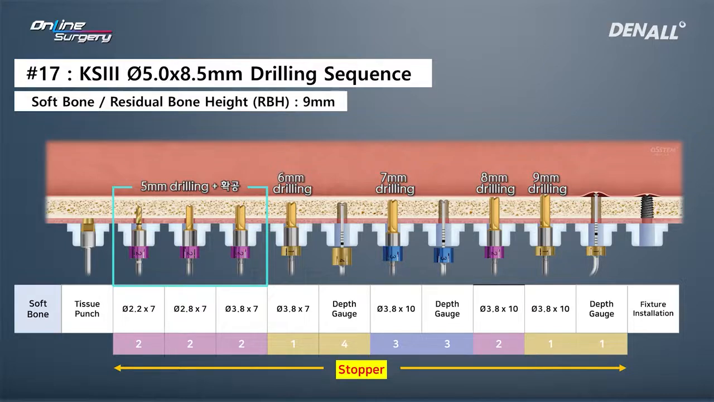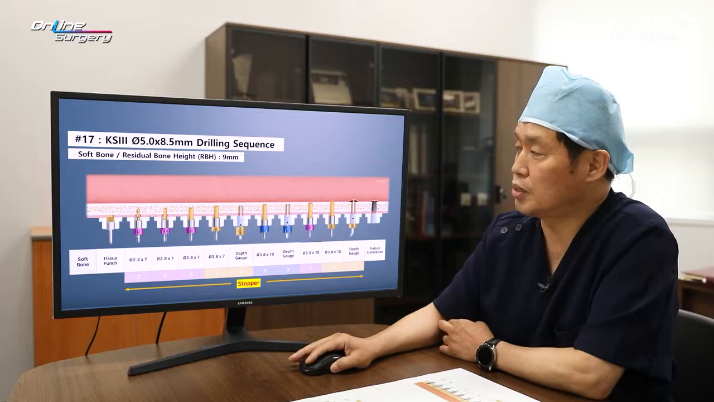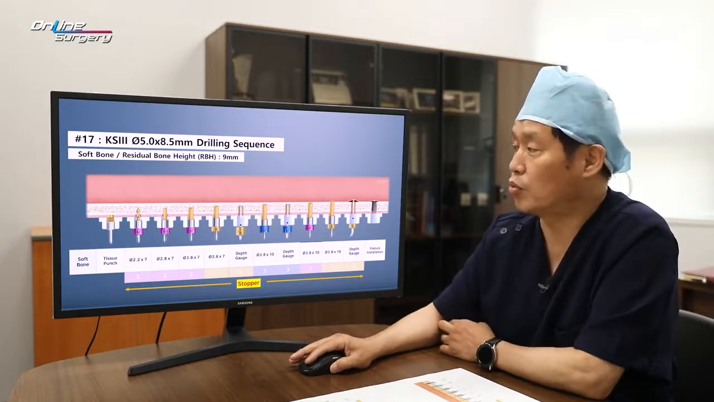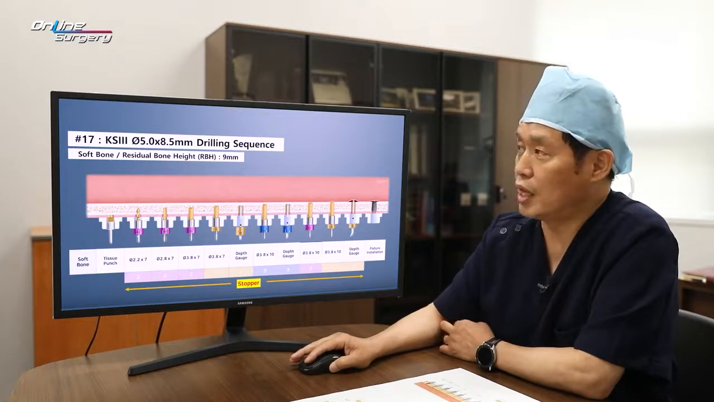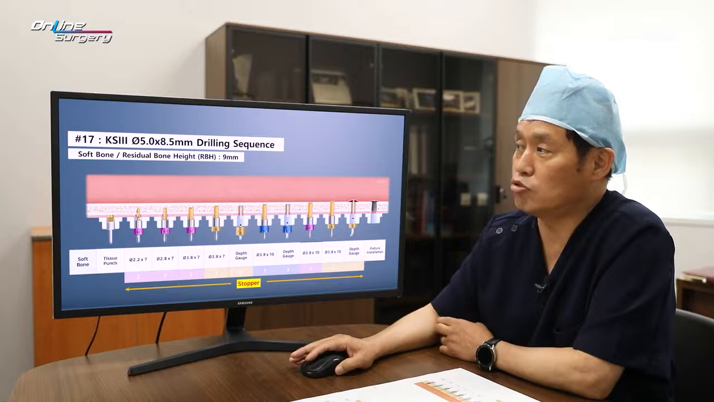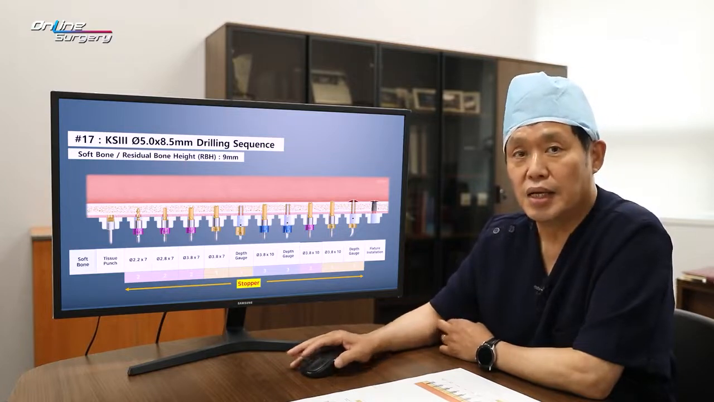Up until then, there was no penetration, and then I used a 3.8 by 10 millimeter drill with 1 millimeter stopper. In other words, 9 millimeter drilling. It was not fully penetrated then, so without additional bone graft, an 8.5 millimeter KS3 implant was used.